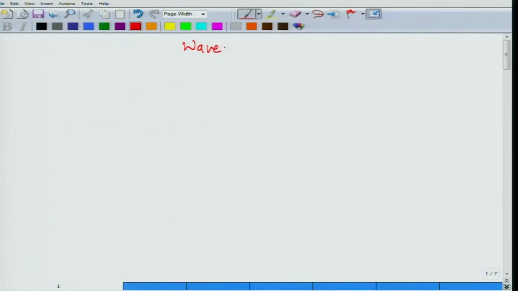In this module, we will discuss what is called a waveguide. Now, before we go to waveguides, let us review a couple of points from transmission lines.